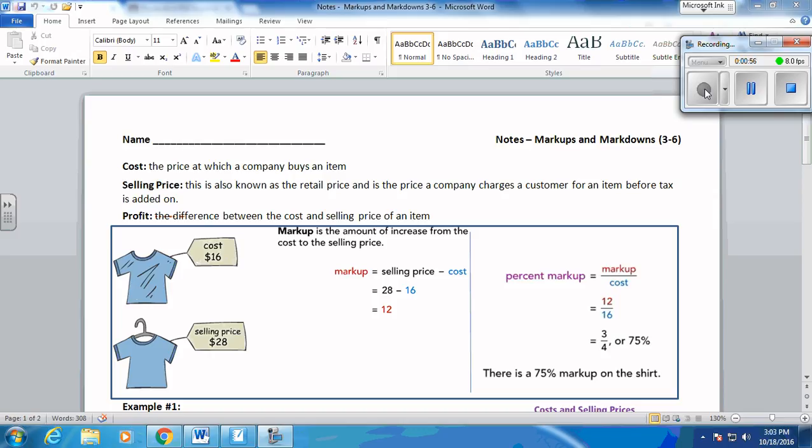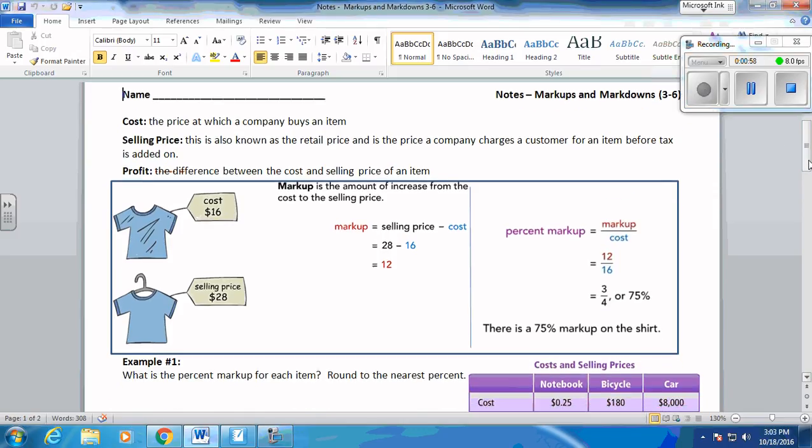So this is very similar to what we talked about yesterday with increase-decrease, because a markup is an increase, a markdown is a decrease. So they're saying markup is the amount of increase from the cost to the selling price. So just like to find the amount of change, which was the amount of increase, this time we're going to be using the vocabulary word selling price and minus the cost to give us the amount of markup. Then to find the percent markup, that equals the markup divided by the cost.